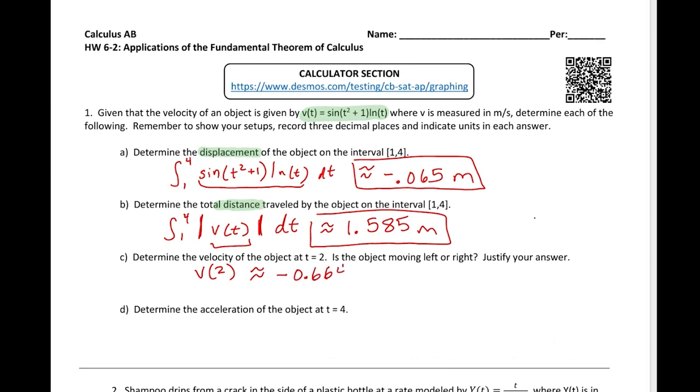And since this is the velocity, we're going to go with the units that were given in the problem, meters per second. So this is the first half of the problem. The second half of the problem is asking if it's moving left or right, and this has to do with whether or not the velocity is positive or negative. So because the velocity is negative at 2, we know the object is moving to the left. Okay, so it's moving left because the velocity at 2 is negative.